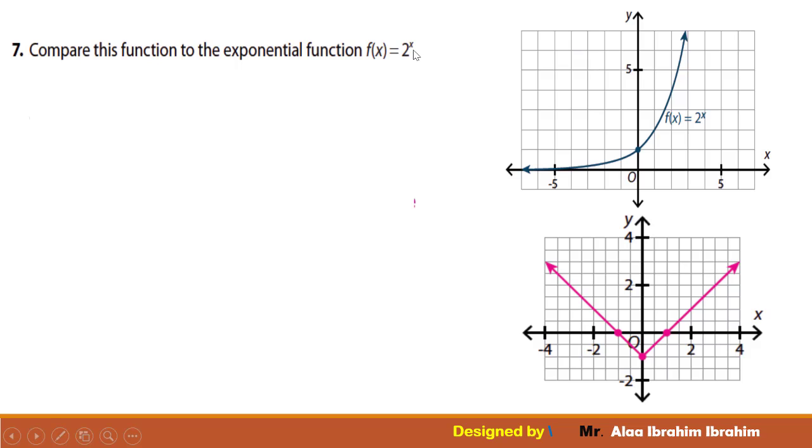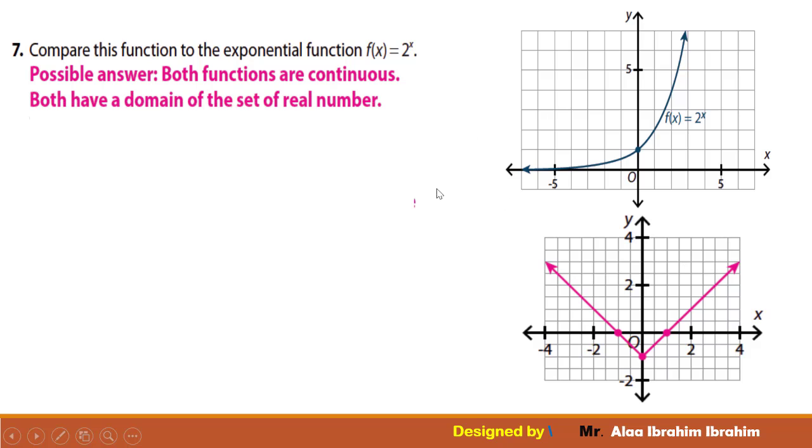We put the starting with 0 or something more, something less, make your table, you have this graph. Now we have to compare. The both functions are continuous, so we make it as one step without lifting your pencil. You make it as one part, without any gaps. So this is continuous, both of them.